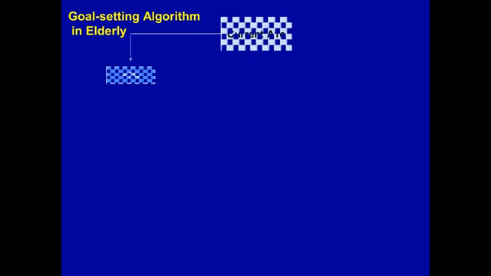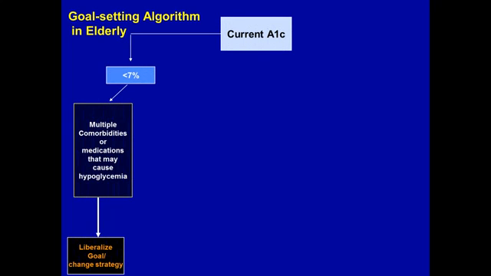So how can we, in our clinic, achieve these settings and try to revisit our treatment to achieve these settings? We check A1C, and A1C is less than 7. Clearly, we should look, is the patient having multiple comorbidities? Are the medications that the patient is on causing hypoglycemia?